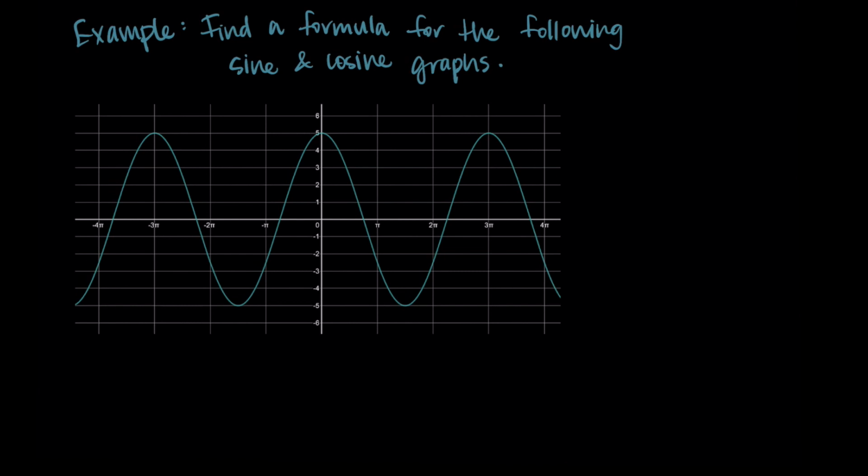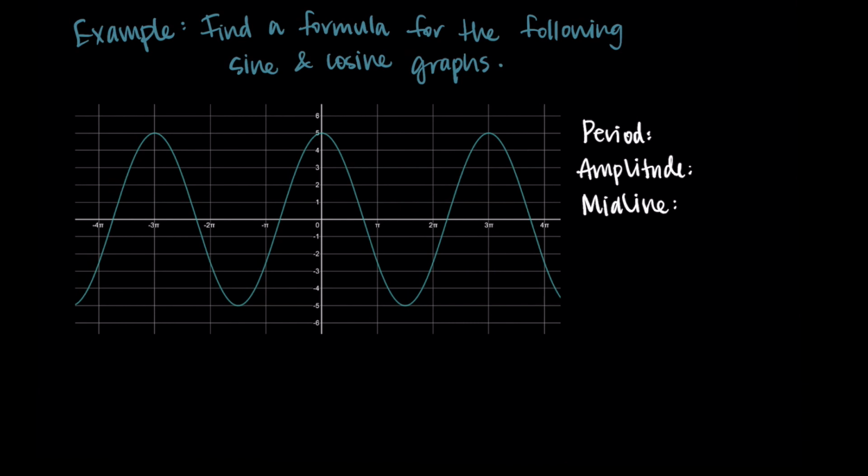Okay, let's try another example. I'm going to give us a new graph here, and our task is to find a formula for whatever the graph is. So we'll have to determine if we want to use sine or cosine, and we'll also need to put the transformations in. So I like to identify the period, amplitude, and midline first, and then go from there.